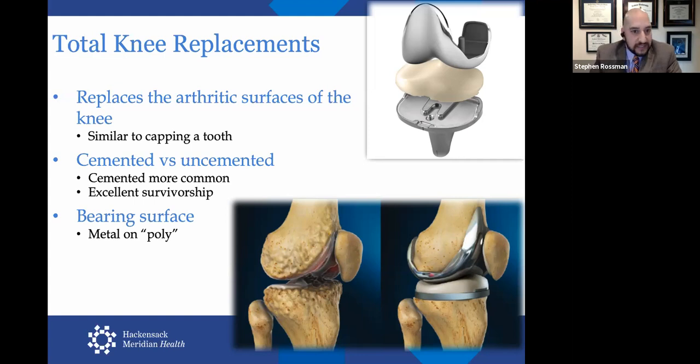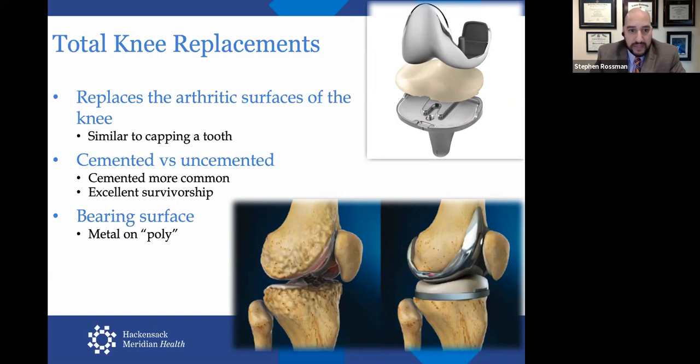So, cemented and uncemented. In general, cemented knee replacements are more common. They are still the gold standard in America. I've got a picture coming up of an uncemented implant. They are becoming more and more common as the technology gets better. Nonetheless, the cemented is in general the most common.